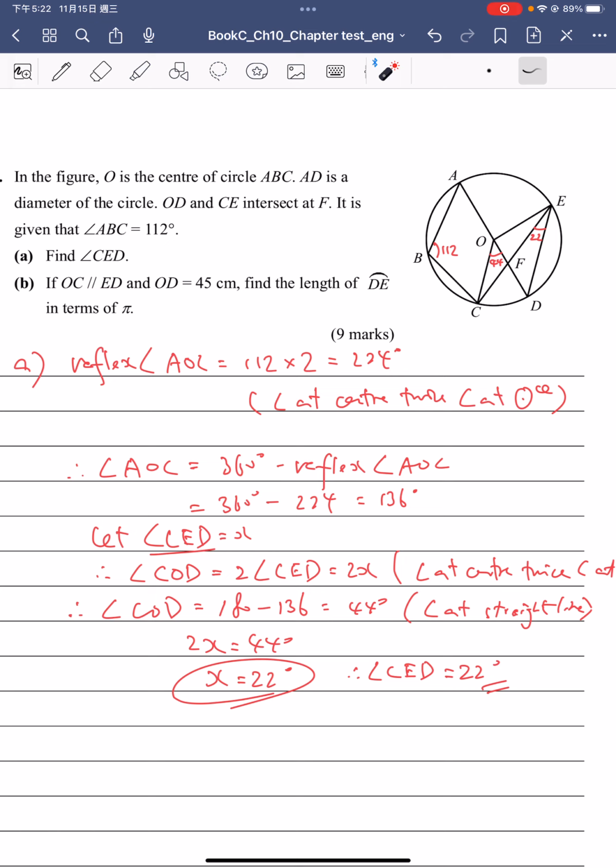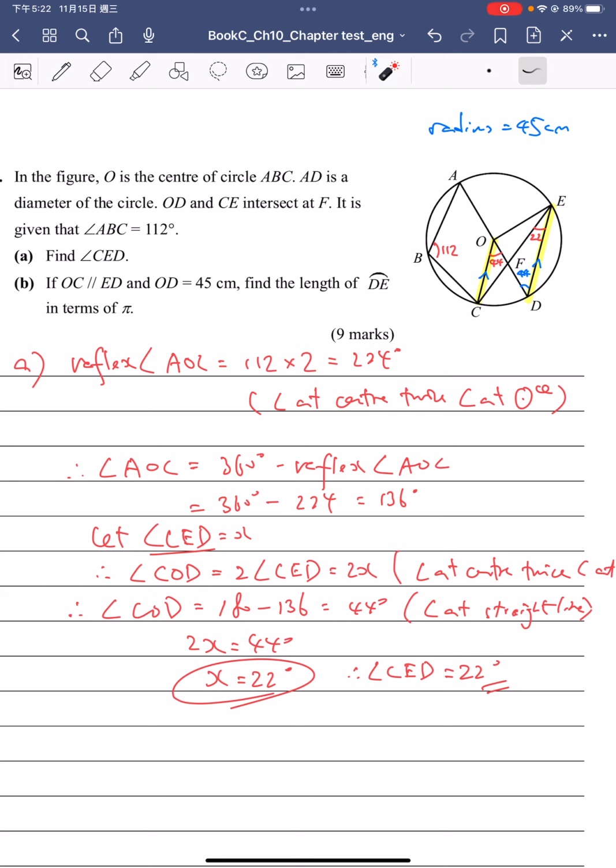OC is parallel to ED, which is highlighted. Just write it down, they are parallel. And when this is parallel, this is equal to 44 as well, isn't it? So this is equal to 44. And then OD, the radius, is equal to 45 cm.